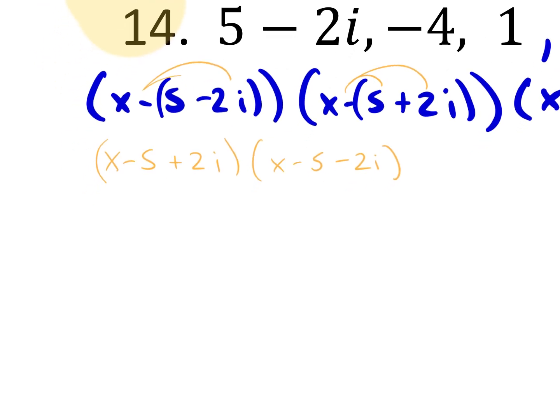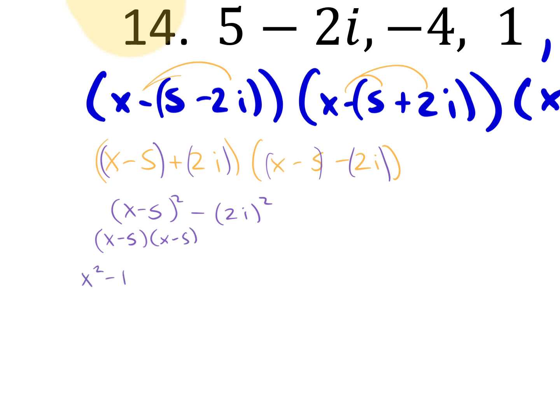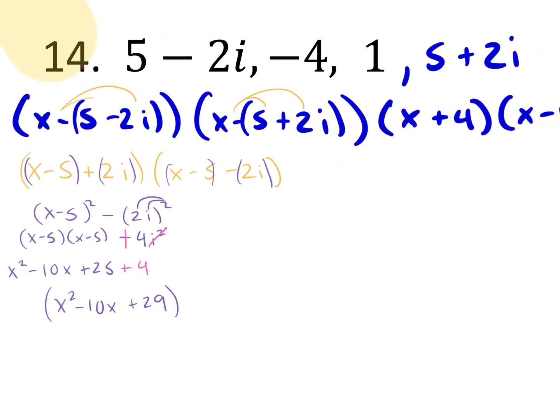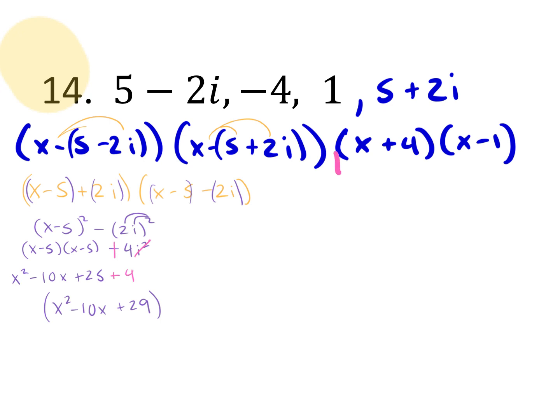So these are conjugate pairs. My first term is x minus 5, and my second one is 2i. So I have x minus 5 squared minus 2i squared. So when we do x minus 5 squared, we have to FOIL. So x minus 5 times x minus 5, this would be x squared minus 10x plus 25. And then 2i squared, distribute the squared. So that would be minus 4i squared. I squared turns into negative 1, makes it a positive 4. So this is x squared minus 10x plus 29.